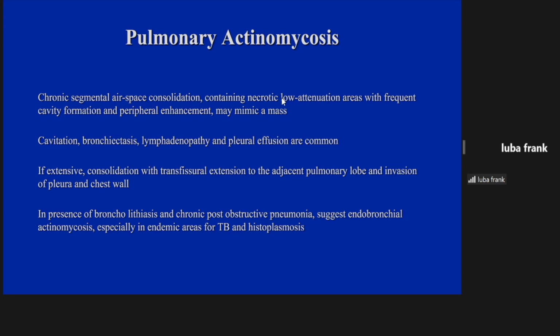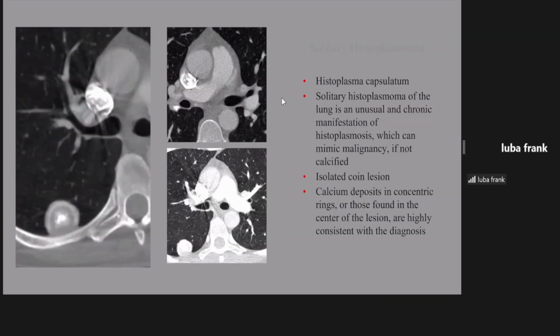And if there's broncholithiasis and chronic post-obstructive pneumonia, then the diagnosis of actinomycosis should almost always be suspected, especially if a patient is located in endemic areas, like for tuberculosis or histoplasmosis.